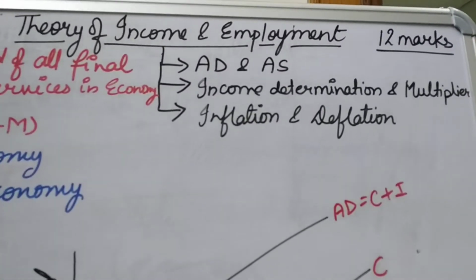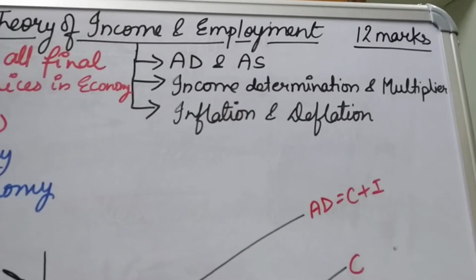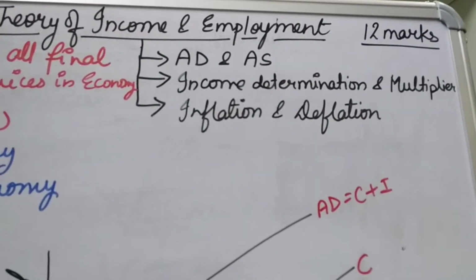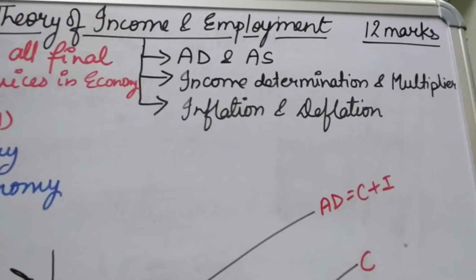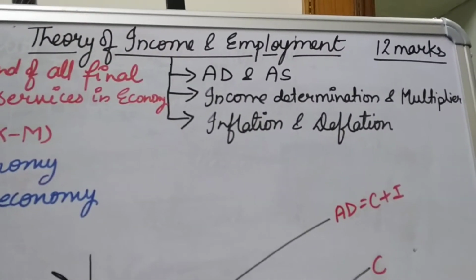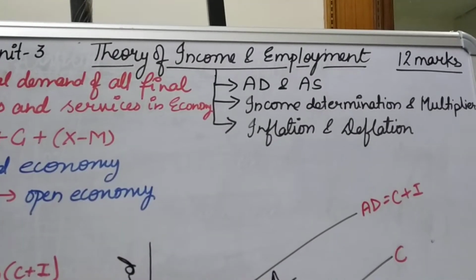First one is Aggregate Demand and Aggregate Supply. Second chapter, Income Determination and Multiplier. And third chapter is Inflation and Deflation, its problem and how government and economy can resolve these problems. So the weightage of this whole unit is 12 marks. So first of all, let's start with the first chapter, Aggregate Demand and Aggregate Supply.